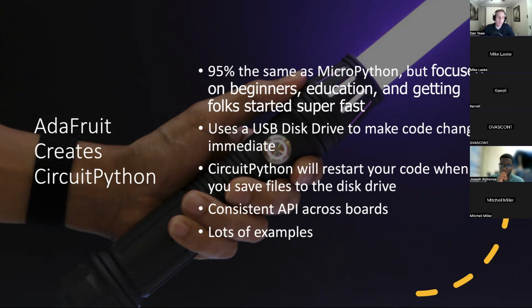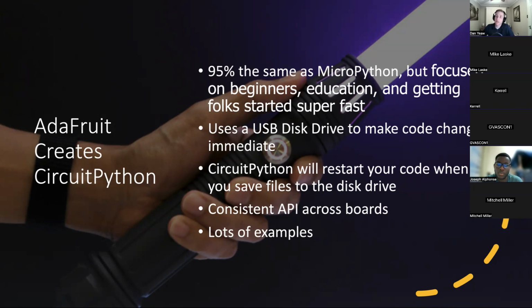It also tried to make it much easier to get started once again. So it uses a USB disk to allow you to write to. So you write your code to this USB disk. Once you save a file you're working on, it automatically reloads the software on your chip. And that allows you to get instant feedback without having to recompile or reload stuff, right? It also has a consistent API across all the different boards. And there's lots of examples for all these projects online as well.